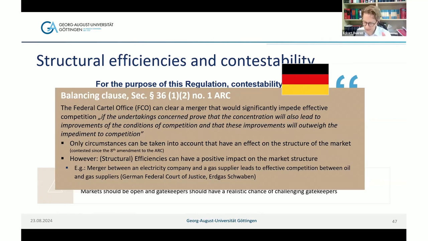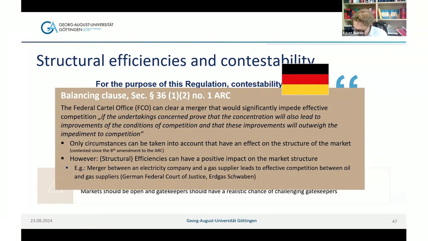This was previously contested, but previously it was said that only circumstances could be taken into account that have an effect on the structure of the market. But even at this point in time, structural efficiencies were never completely disregarded, because the goal to protect the structure of the market does not make it necessary to disregard all kinds of efficiencies. Certain efficiencies can have a positive impact on the structure of the market. And when can this be the case? It has been acknowledged, for instance, in the case of a merger between an electricity company and a gas supplier that leads to effective competition between oil and gas suppliers.